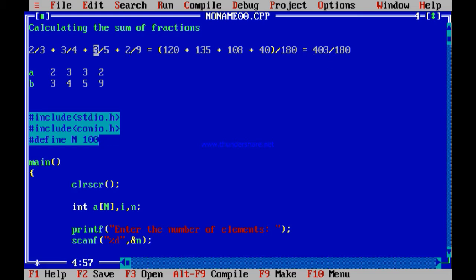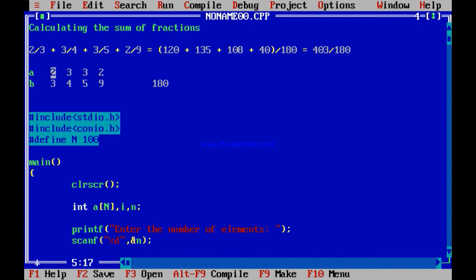So I repeat, the LCM of 3, 4, 5, 9. What is the LCM of 3, 4, 5, 9? It is 180. I am trying to explain how I am doing it. I will firstly find the LCM of the denominators, that is the LCM of the elements of B. Once I have it, I will divide this LCM by one individual element of B, 3, giving 60. And then I will multiply it with the same element of A, that is 2.